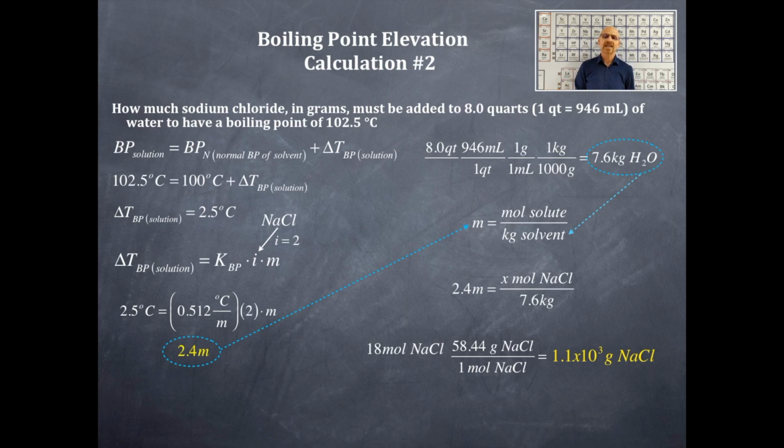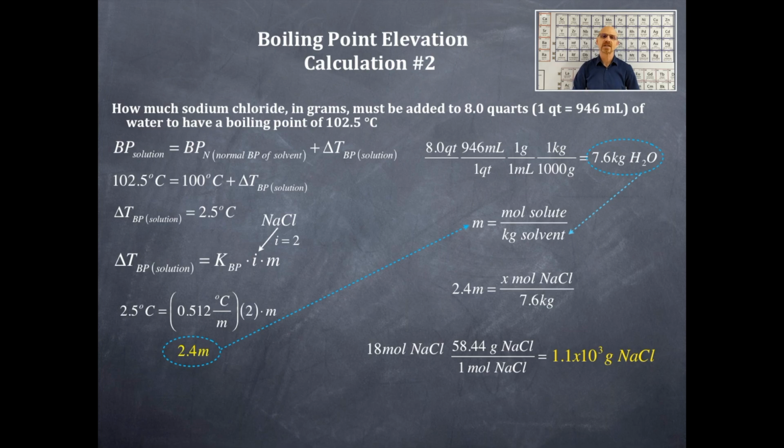So that means if I have 8 quarts of water, I need to add 1.1 times 10 to the 3 grams of sodium chloride to make the boiling point of that solution 102.5 degrees Celsius. Hopefully that makes sense for you.